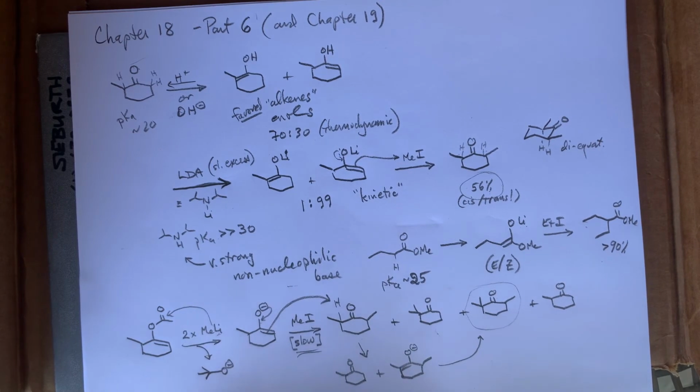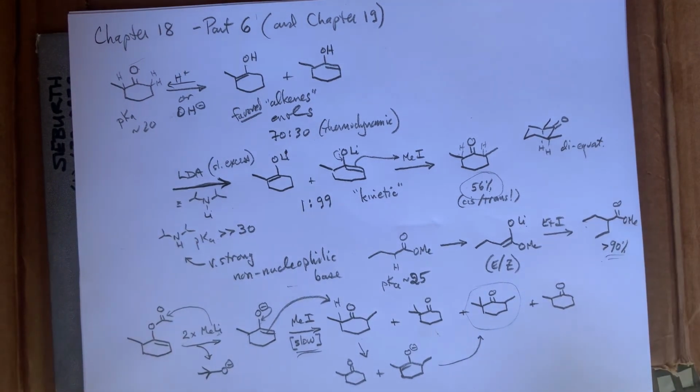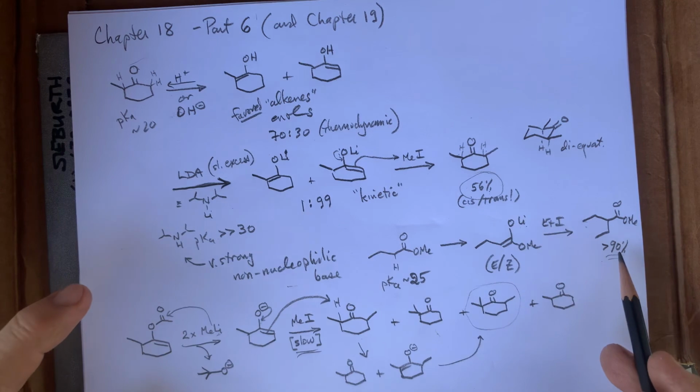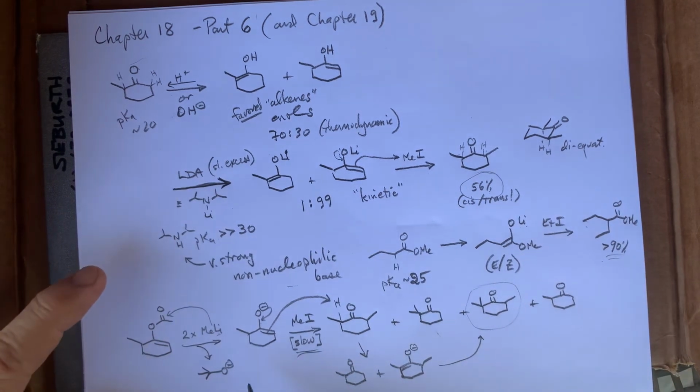And the real issue then becomes the fact that these are difficult to separate. It's not very clean. What you're really looking for is yields in the 90-ish range. And so esters are much better to work with in terms of enolate alkylation than ketones.